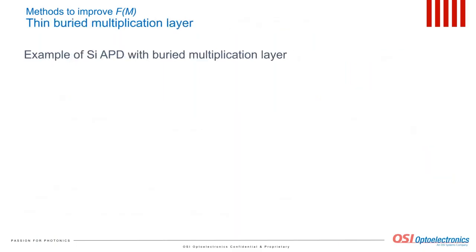The other method to improve the F factor is creating a narrower and more uniform multiplication region, which produces a narrower gain distribution and hence lower F factor values. This is achieved by using thin epilayers and deep implanted or buried multiplication layers in silicon, germanium, and compound semiconductors.